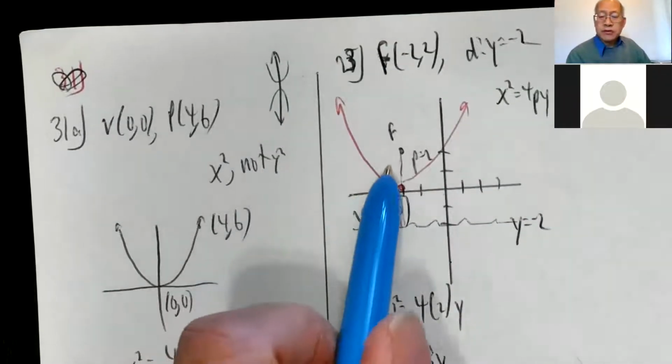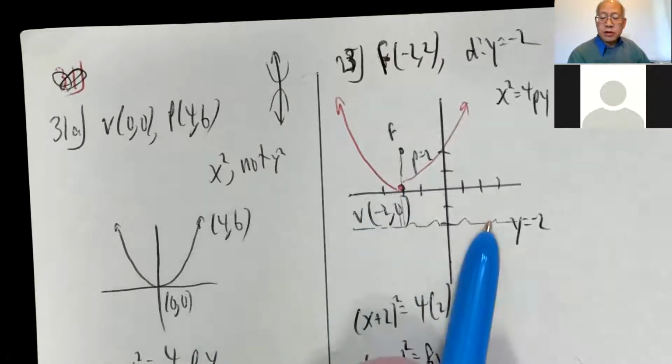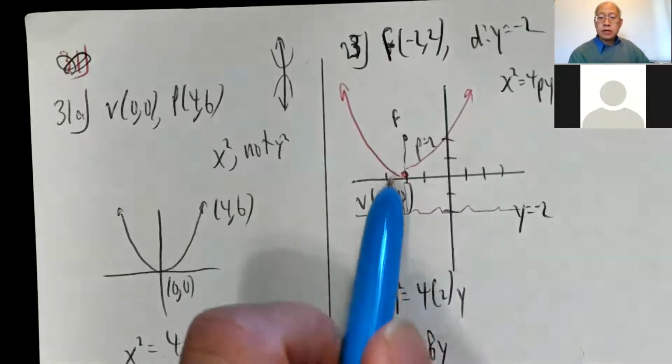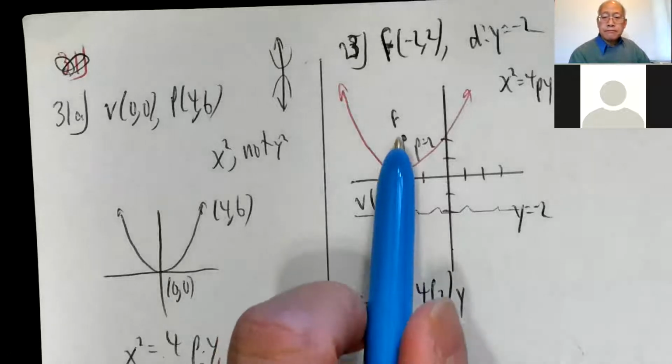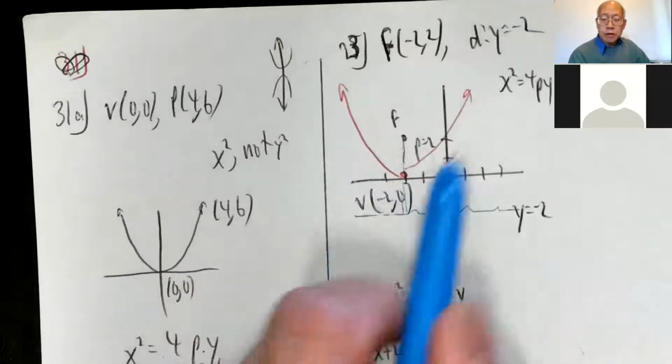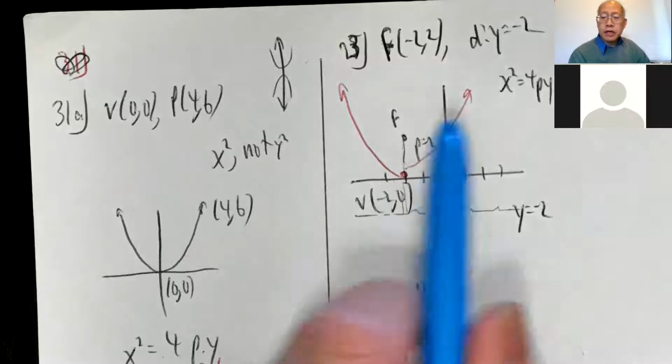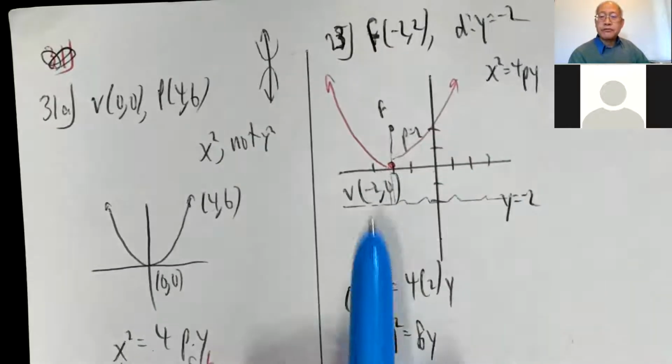Okay, focus is (-2, 2). Directrix is down here. Halfway between them is the vertex, (-2, 0). Focus and directrix, so it opens up. So if the vertex were at the origin, it would be x squared equals 4py.